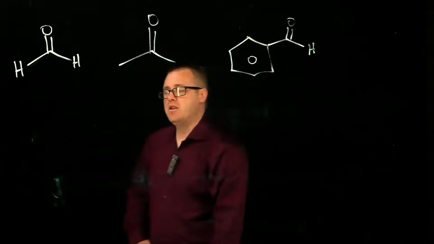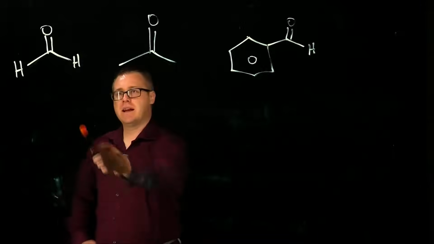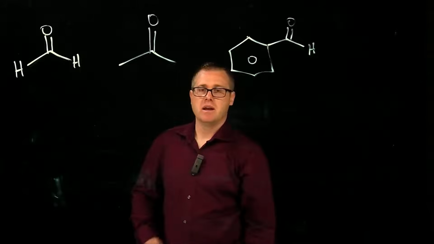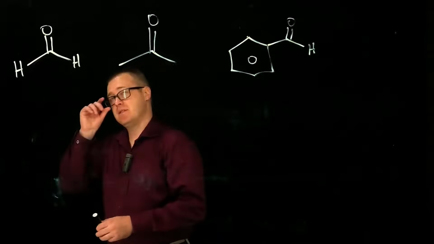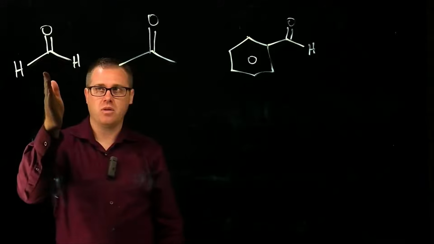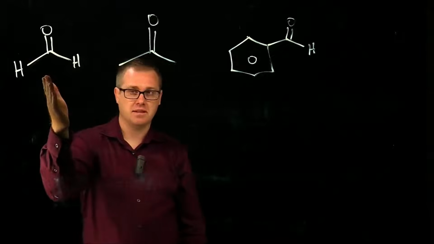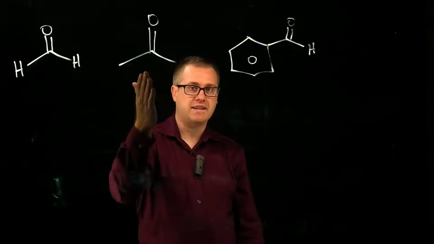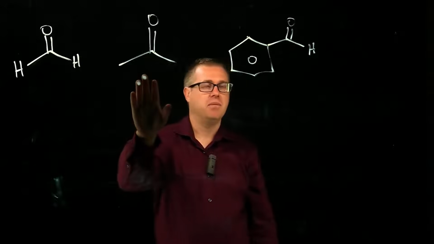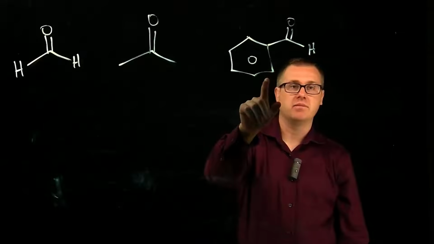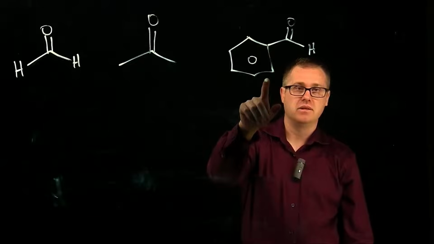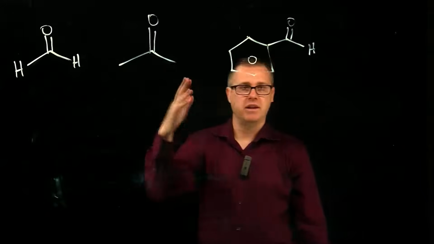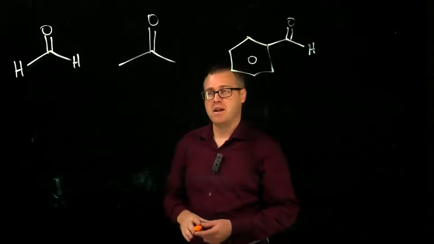The IUPAC nomenclature system also recognizes a couple molecules with their common names. So we've seen this one already before. That's called formaldehyde. That's a common name. This is a ketone, which is called acetone. That's a common name. And this one right here is called benzaldehyde. Just another common name. Something that you just have to put to memory and be aware of.